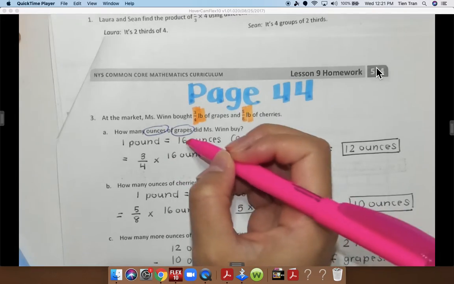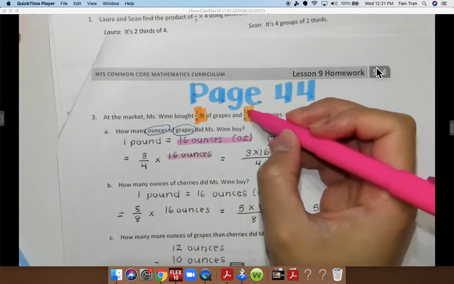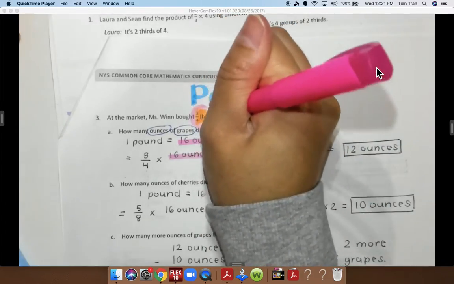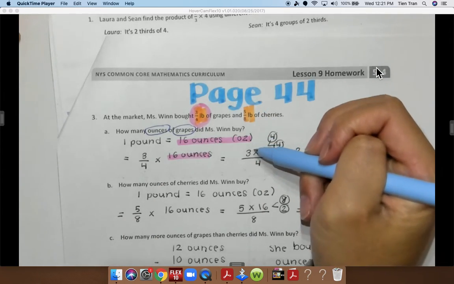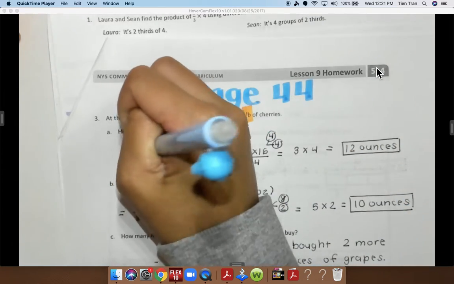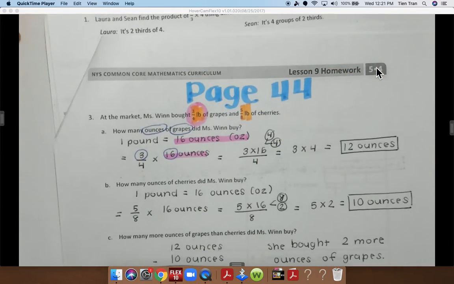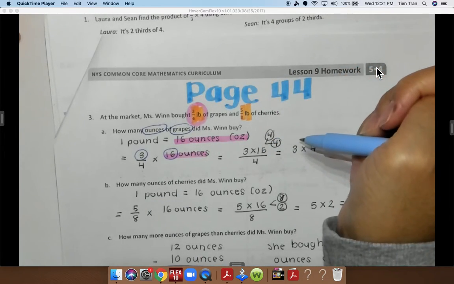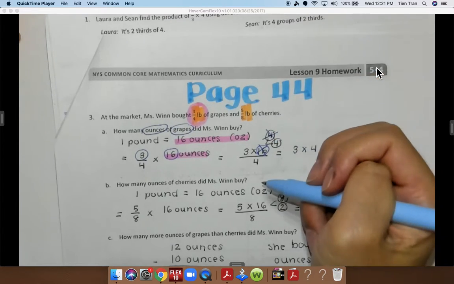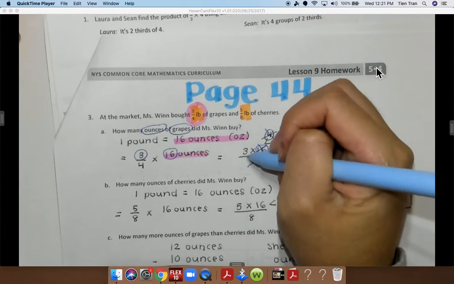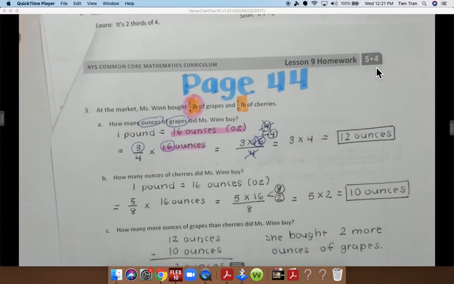We know that 1 pound is equal to 16 ounces. So I'm multiplying 3/4, this number right here, times 16 ounces. So I have 3 times 16 in the numerator, and 4 on the bottom as my denominator. I can split 16 into 4 and 4, so I can cross off one 4 at the top and one 4 at the bottom. What I have left is 3 times 4, which is equal to 12 ounces.